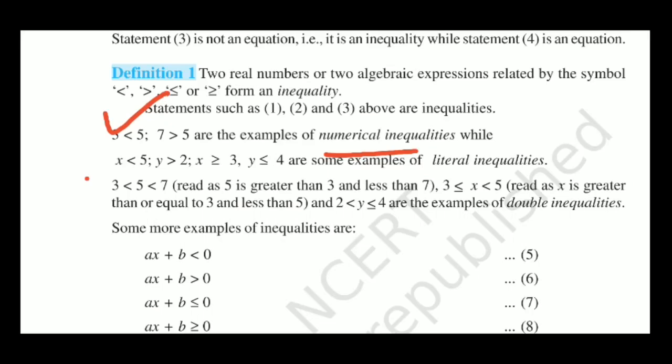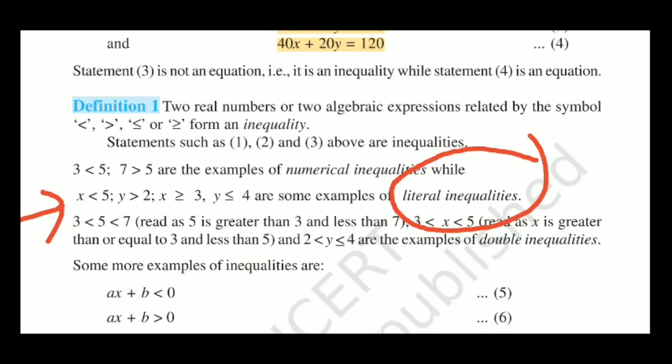Now students, we will see different types of inequalities. First is numerical inequalities. Numerical inequalities are those where we compare only numbers. For example, 3 is less than 5 and 7 is greater than 5.